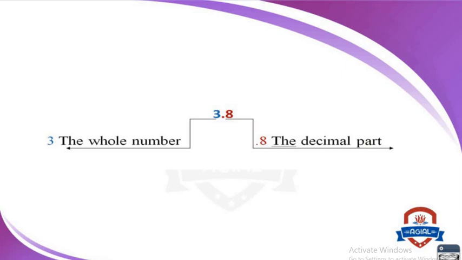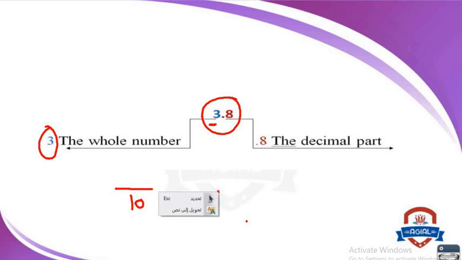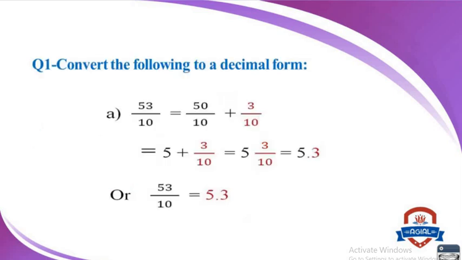Okay, he said what? 3.8. 3 is a whole number, and 0.8 is the decimal part. So I put the point according to the fraction. If he said the denominator is 10, I have to write the point after just one number. Okay, let's see more examples.